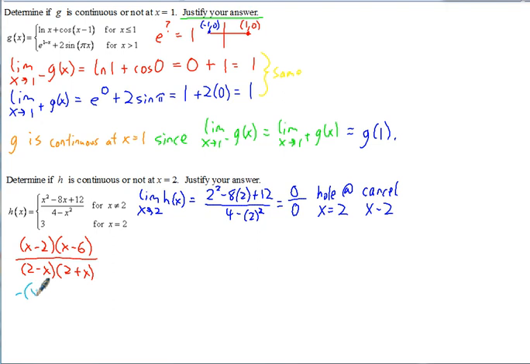So you have x minus 2, it's the negative x, positive x, and the positive 2, negative 2. So that way we can remove the hole by reducing those. And as soon as we remove the hole, now we can plug in 2.